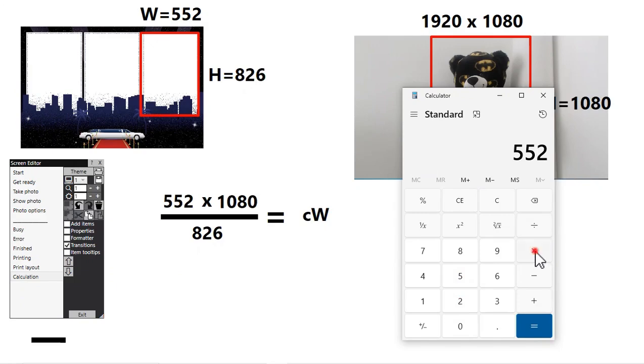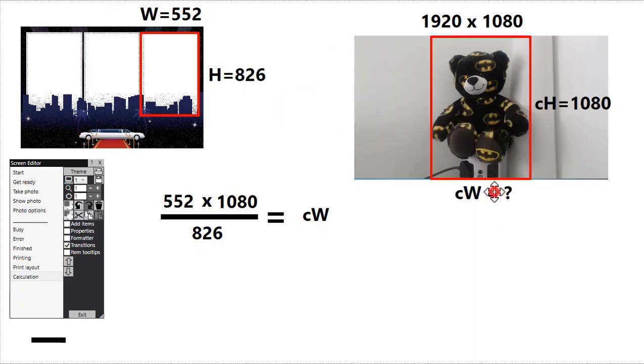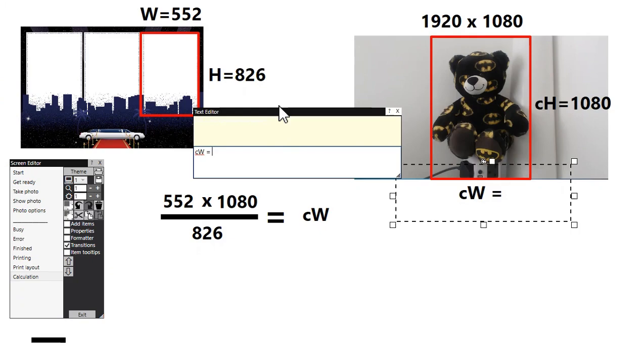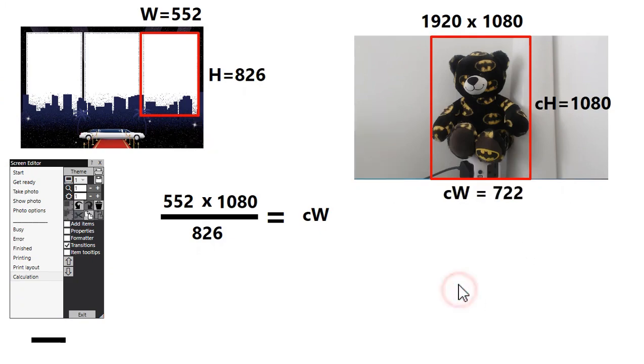552 times 1080 divided by 826 is about 722. You don't have to be completely accurate here. So 722 is the crop width. So we know we need to crop the live webcam feed in the width by 722, but we're not going to crop the height. So how do we do that?